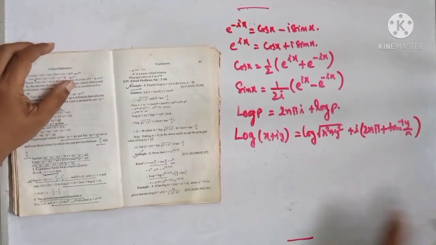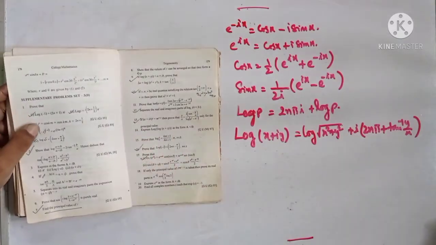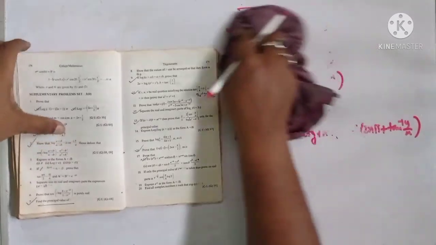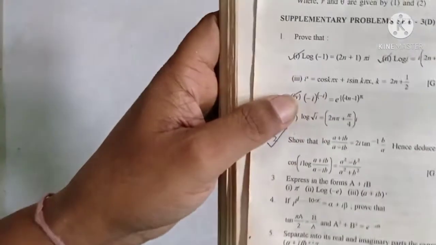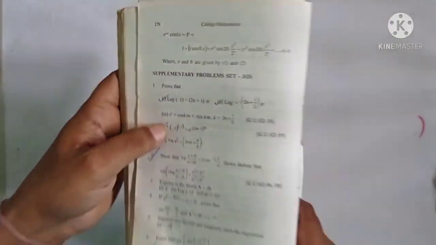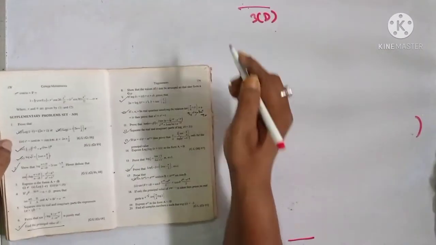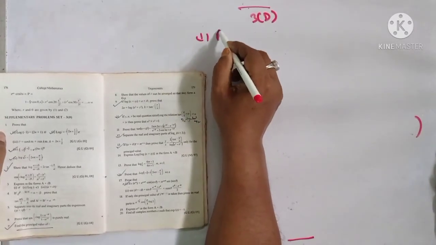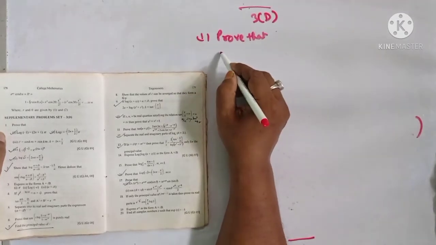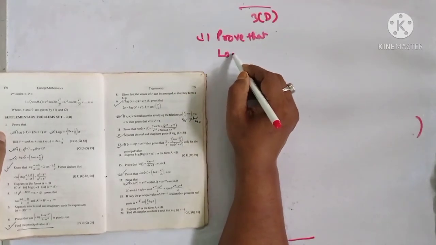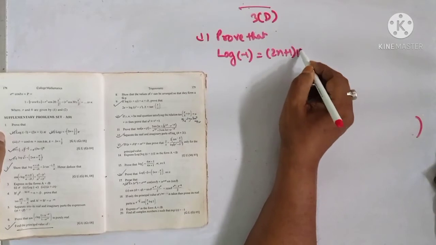So now I'm going to the exercise, that is supplementary problem set 3. This is supplementary problem 3D, set 3. So here first we have to prove that log of minus 1 is equal to (2n plus 1) pi i.